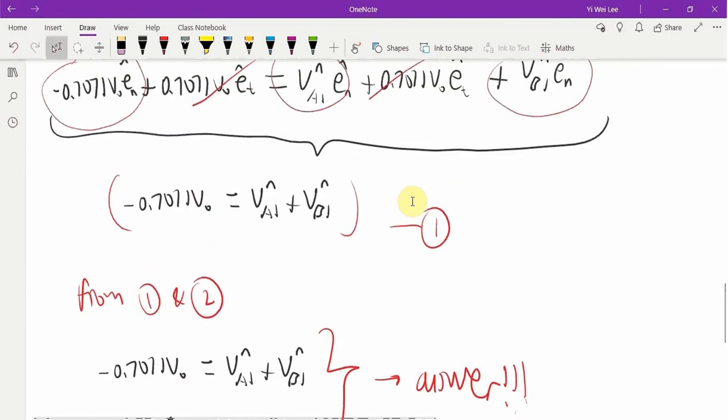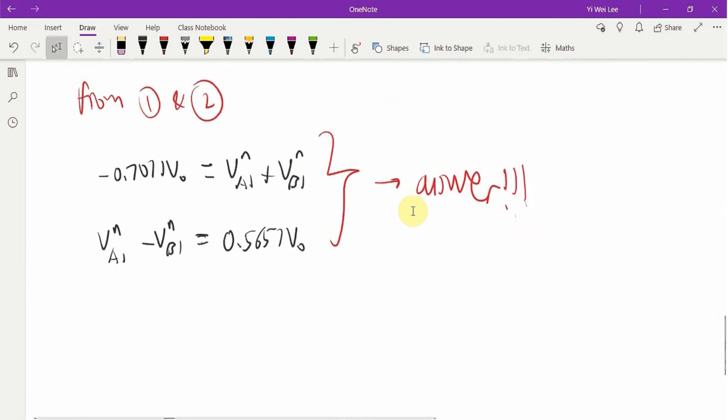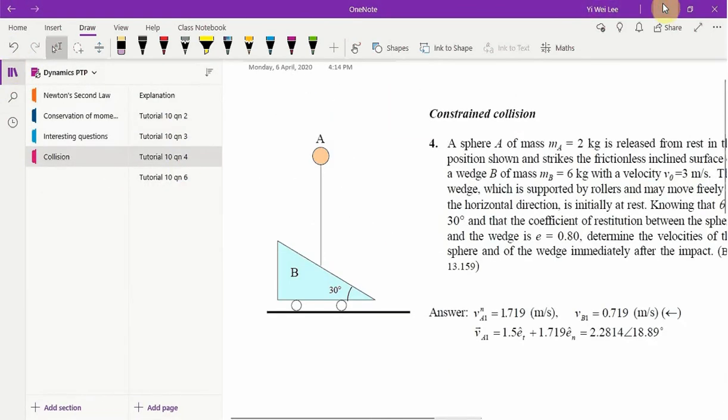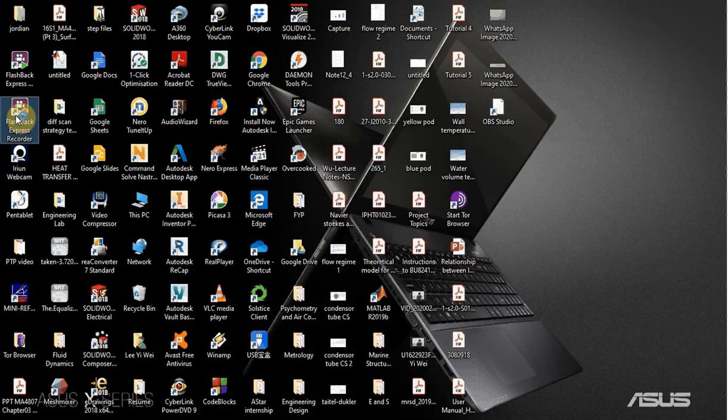So at the end of the day, what have we learned? For collision question, find the coefficient of restitution equation, find the conservation of momentum by drawing different boundaries, and eventually do simultaneous equation across all these things, and you will get the final answer. Right? So after that, let's go on to tutorial 10, question 4.